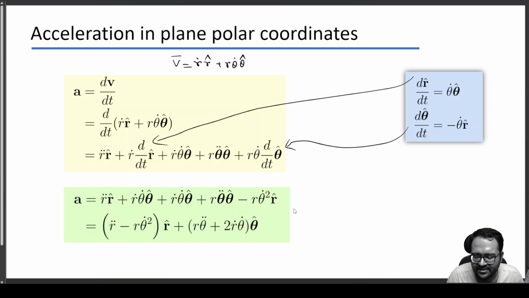And please do a check. Please remember, this is very, very important. This is the general formula of acceleration. We have 4 terms, 2 terms in radial, 2 terms in tangential. Here I got r double dot minus r theta dot square, which is the radial component. Then we got r theta double dot plus 2 r dot theta dot, which is the tangential component. These are the 4 terms.